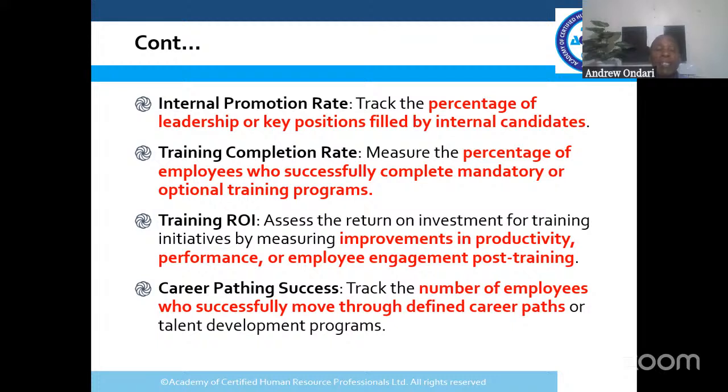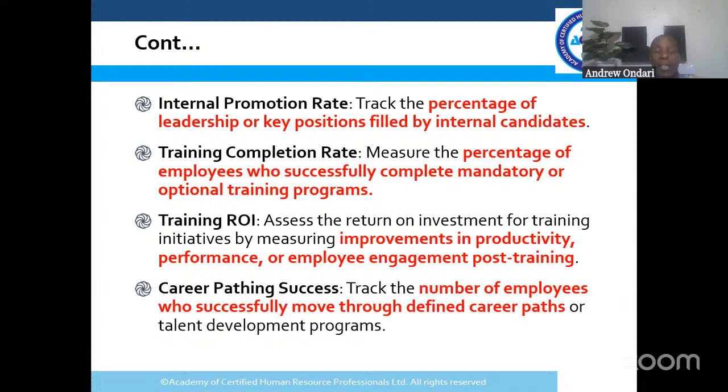Second last is the return on investment from training. How much are we getting after the training? I've given several aspects there. One, productivity, the amount of time they take to produce the results over time. That is the results they produce over time. That's productivity. Then their performance, what results are they producing? And engagement, whether they are happy and satisfied with the training and they are likely to stay in the organization because that's part of retention.